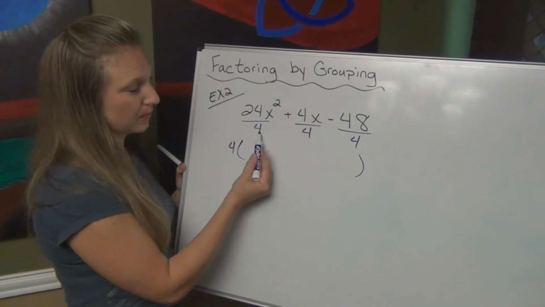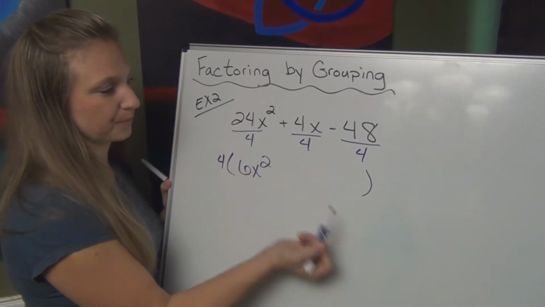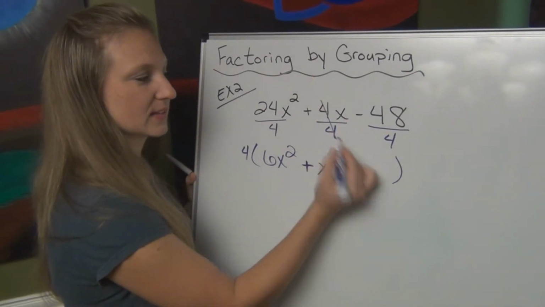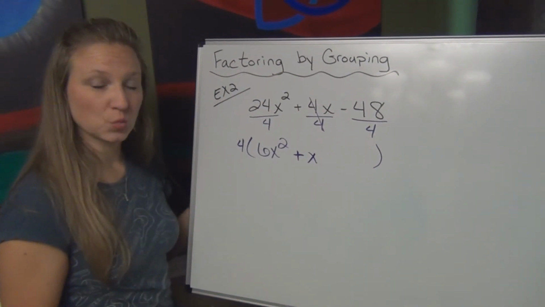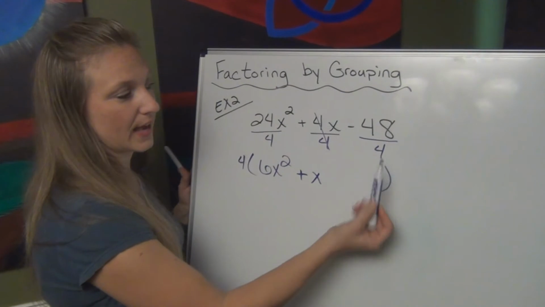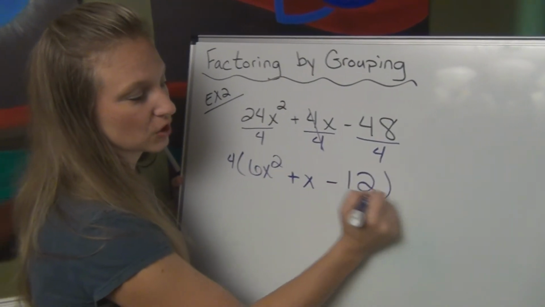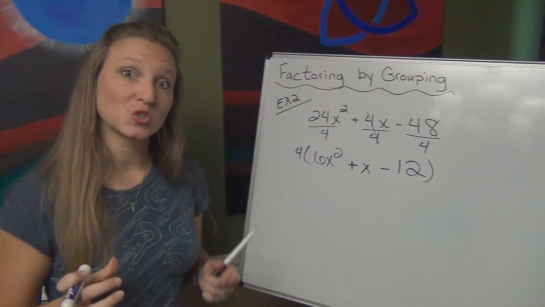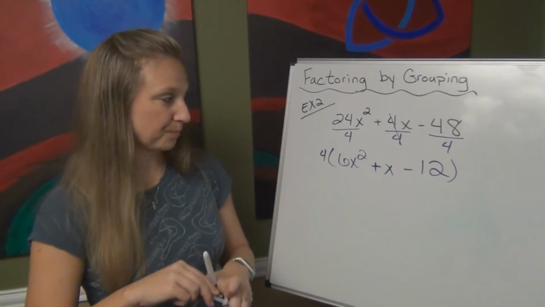24x squared divided by 4 is 6x squared. 4x divided by 4 just leaves us with the x, because 4 divided by 4 is 1. Negative 48 divided by 4 is negative 12. So now we have new, much smaller numbers to work with to factor from here on out.